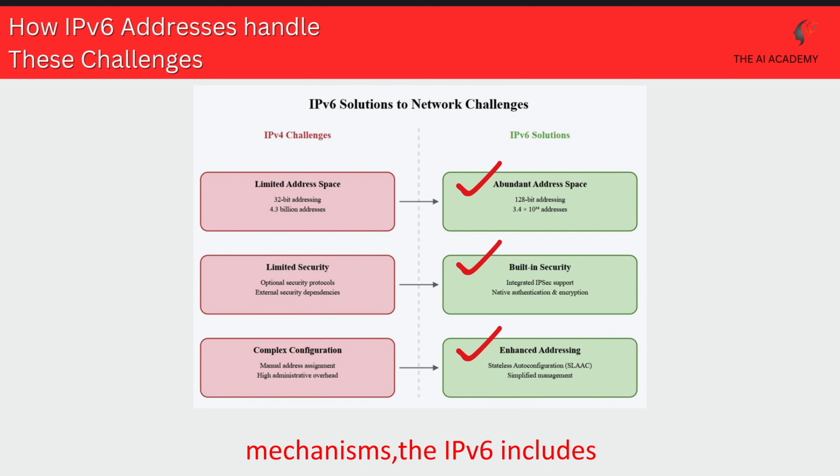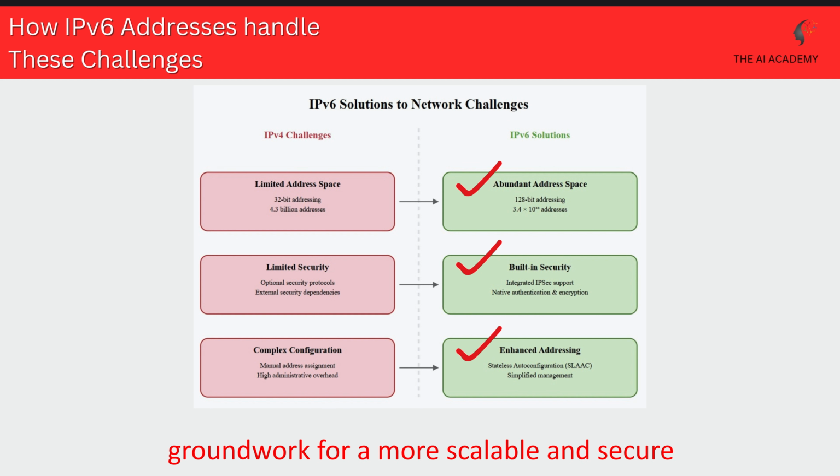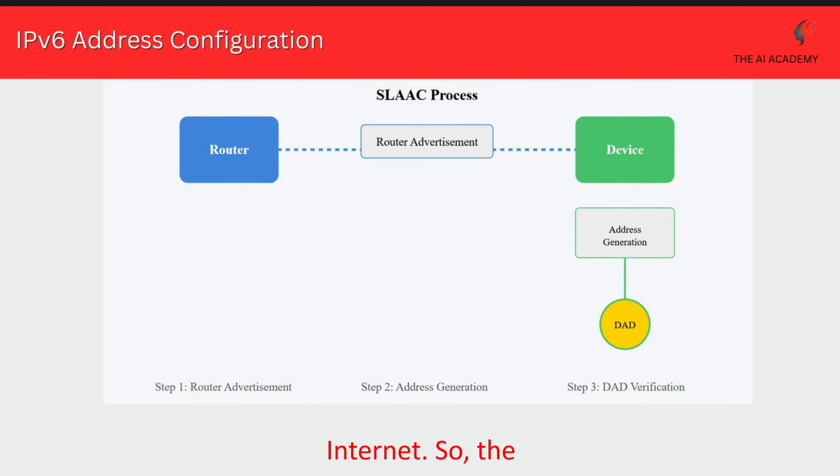Enhanced addressing mechanisms: IPv6 includes features like Stateless Address Autoconfiguration, which simplifies device configuration and reduces administrative overhead. By addressing these critical limitations, IPv6 not only resolves the issues of address scarcity and security but also lays the groundwork for a more scalable and secure Internet. So, the IPv6 protocol is designed with scalability, efficiency, and security in mind.